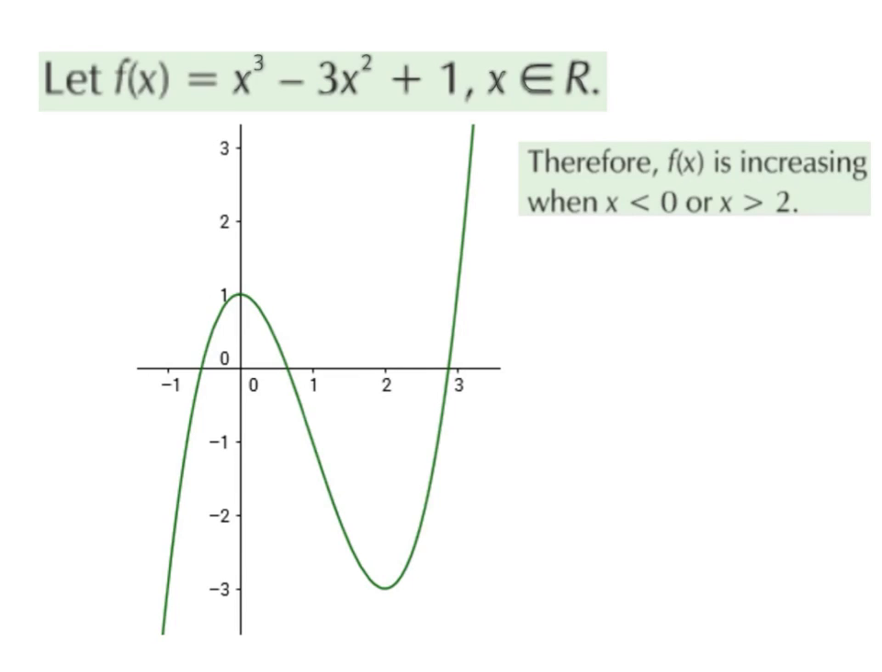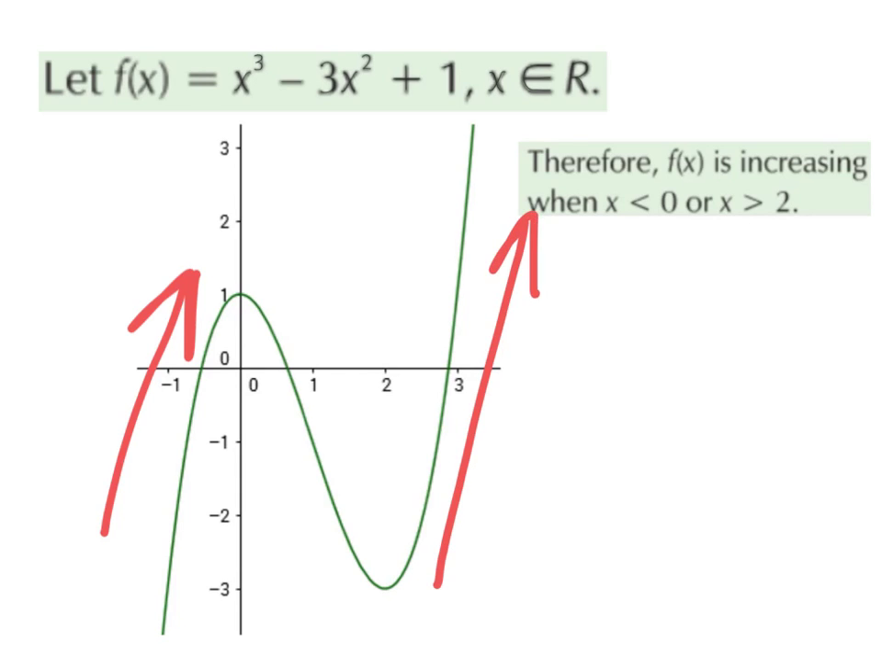So we can say the graph f of x is increasing when x is less than 0. So we can see that this is the point on the graph where x is 0. So everything before that, we can see the graph is increasing. And also when x is greater than 2, we can see that the graph is increasing for every value of x greater than 2.